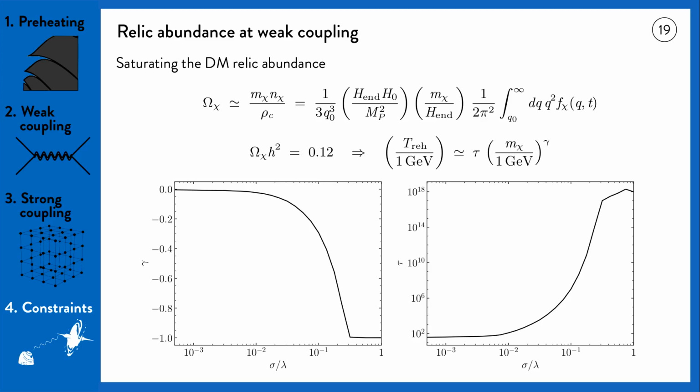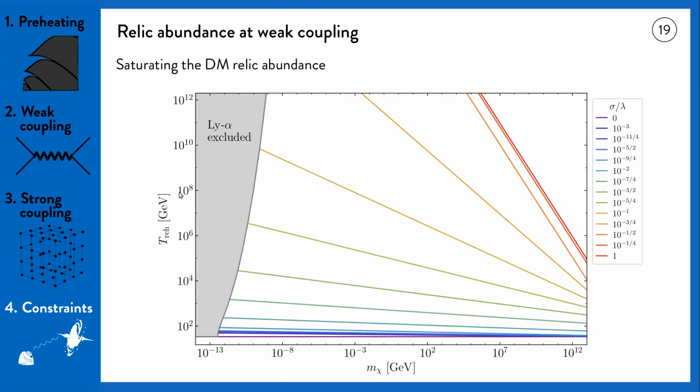For weak couplings, the number density is mass dependent due to the infrared cutoff. So saturating omega then leads to a non-trivial relation between the reheating temperature and the dark matter mass. In the pure gravitational limit, omega turns out to be mass independent, and the correct relic abundance is obtained for any mass with a reheating temperature of about 34 GeV. For larger couplings, the abundance can be saturated at higher reheating temperatures up to the perturbativity bound.